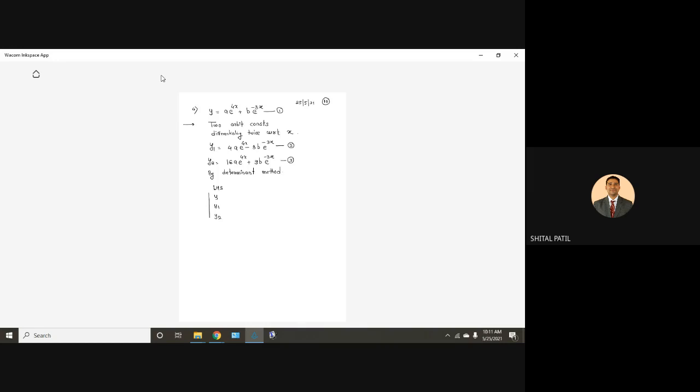Then on the right side, see the first term: a e raised to 4x, 4a e raised to 4x, 16a e raised to 4x. So what is common? A e raised to 4x. Write its coefficients. In equation number 1, it is 1. In equation number 2, it is 4. In the next equation, it is 16. See the last term. What is common in the last term? B e raised to minus 3x. Write its coefficients: 1, minus 3, 9. Equal to 0.